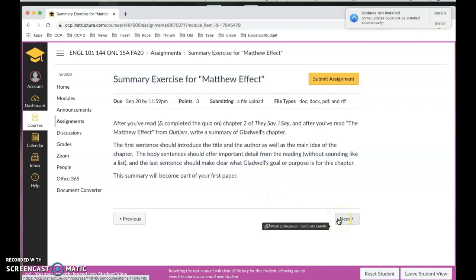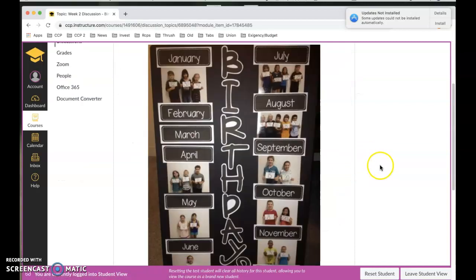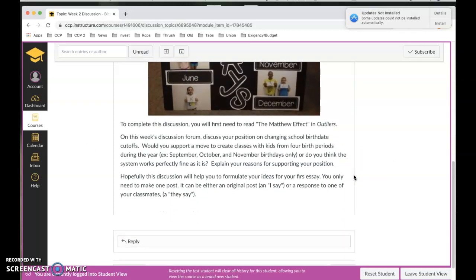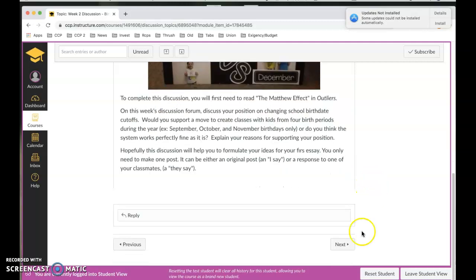Summary is kind of the first level skill that you want to master in English 101. We want to be able to summarize, then we want to be able to respond. So you're going to do the summary. Then there's going to be a discussion about birth date cutoffs. This has to do with something that Gladwell talks about in the Matthew effect, so it may not make sense what I'm asking you to do until you've completed that reading.